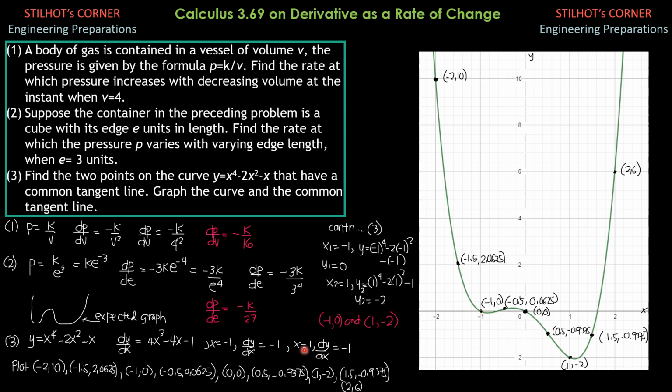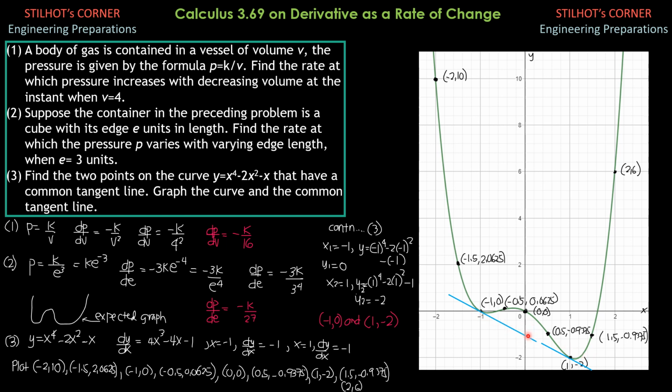When x is positive 1, then 4 times 1 cubed is 4, minus 4 times 1, 0, minus 1, so -1. So this shows that the derivative, or the slope of the tangent, at the point (-1, 0) is -1, and at the point (1, -2) is also -1. So these are the two points where the tangent is common, or has the same slope. So the points are (-1, 0) and (1, -2). And let us show the common tangent line as shown. The slope of these tangent lines would be -1.